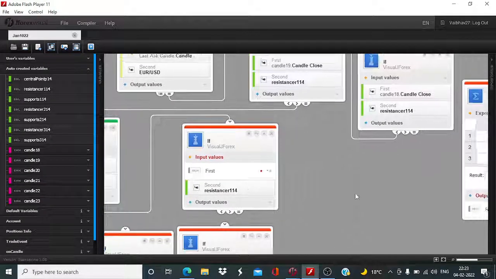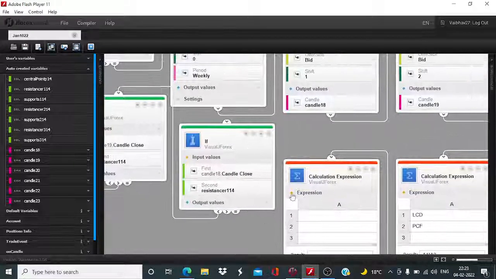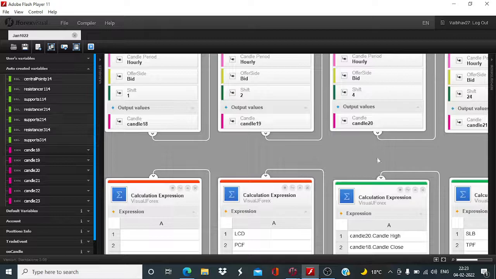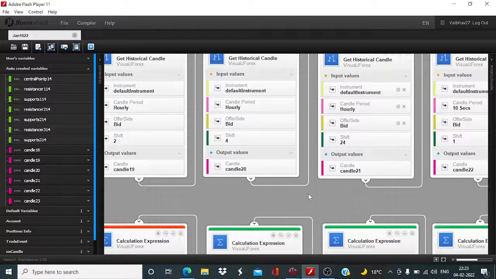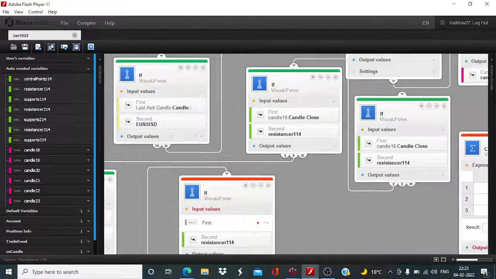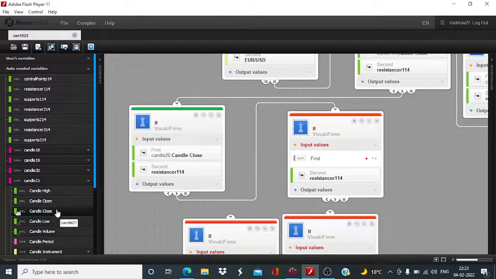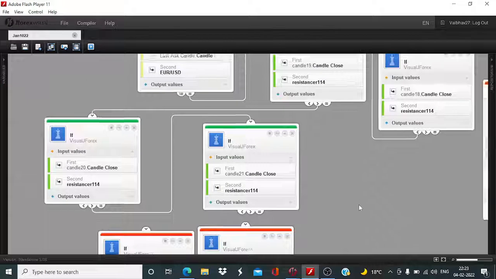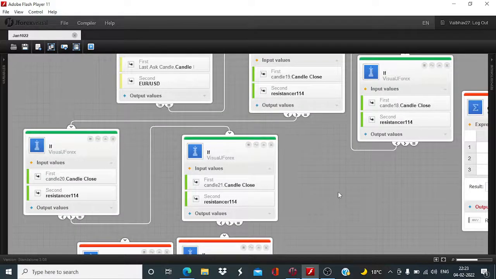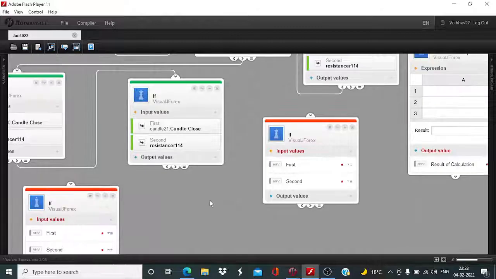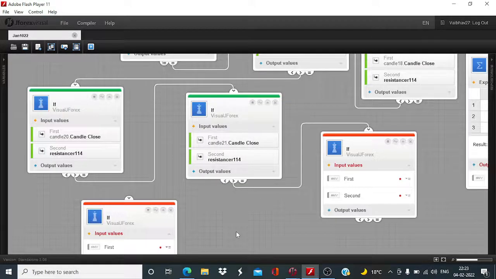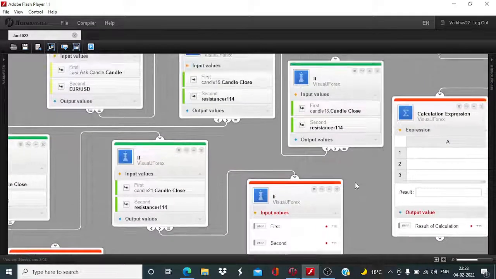And candle 21 candle close. Should have been higher too. Candle 21 is the candle which had closed 24 hours back. Here this is the first input greater than second input. All right.